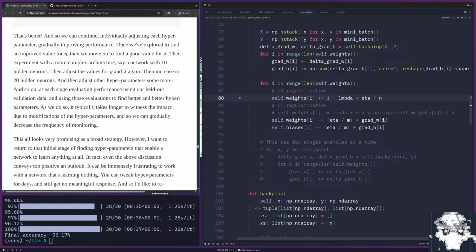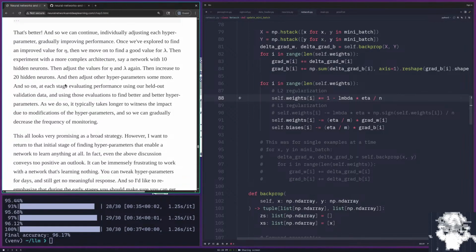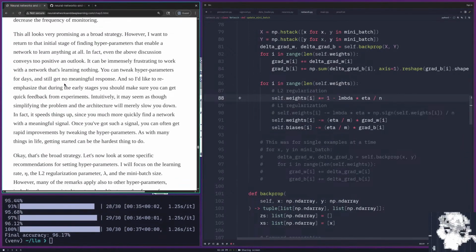Once we've explored to find an improved value for eta, then we can move on to find a good value for lambda, then experiment with a more complex architecture, say a network with 10 hidden neurons, then adjust the values for eta and lambda again, then increase to 20 hidden neurons, then adjust the hyperparameters some more, and so on. At each stage, we evaluate performance using our held-out validation data, and use those evaluations to find better and better hyperparameters. As we do so, it typically takes longer to witness the impact of modifications of the hyperparameters, and so we gradually decrease the frequency of monitoring. This all looks very promising as a broad strategy.